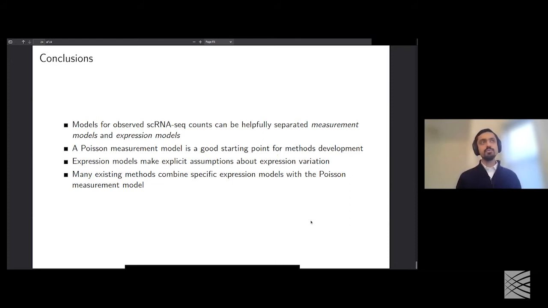And we argue that all people, both researchers who are developing methods and researchers who are applying methods, should be explicit about what assumptions they're making about biology, and then pick methods that reflect those assumptions, or pick models that reflect those assumptions, or in the case of developers, develop models that reflect those assumptions. And just in a little whirlwind review, you can see more in our paper. Many existing methods that have been published for single cell RNA-seq analysis are combining different expression models with this Poisson measurement model. And this too gives some insight into how one should pick which method to use for a particular problem.